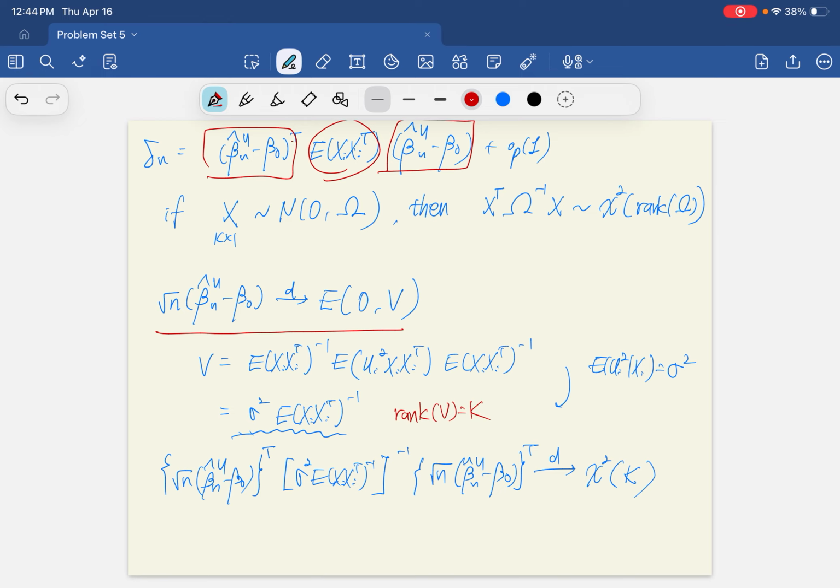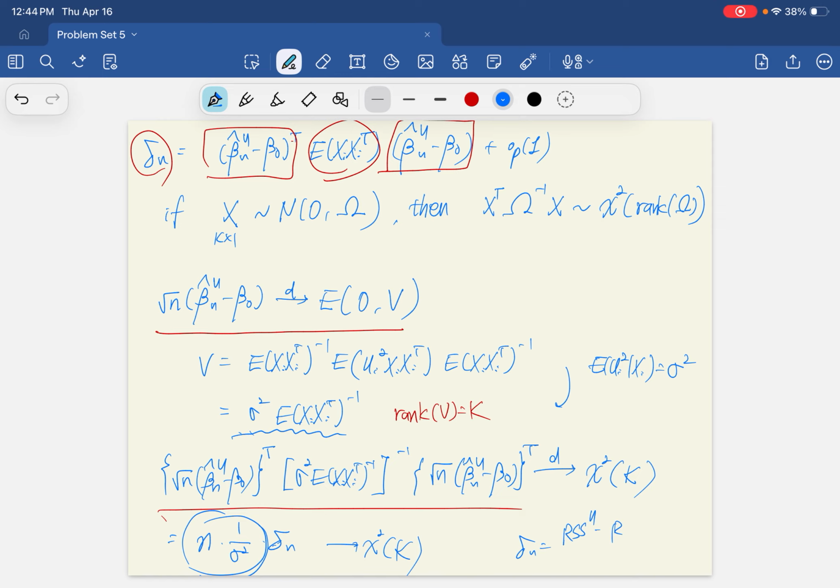So now let's compare delta to this guy. If you look at this carefully, it is n times 1 over sigma squared times delta_n. If you multiply this much, then it will converge to chi-square k. And remember, delta_n was (RSS_U minus RSS_R) divided by n. So you calculate this; this is just the residuals after OLS.